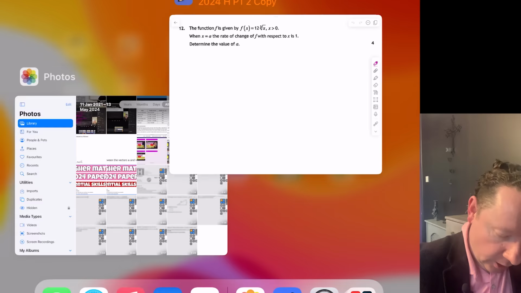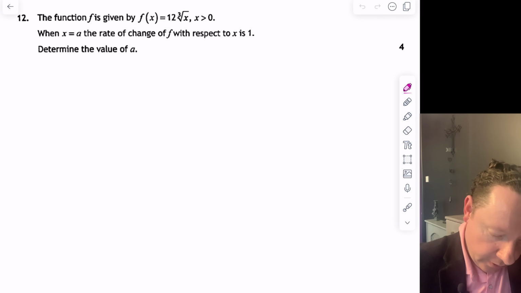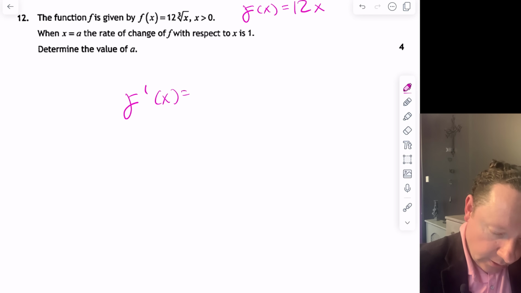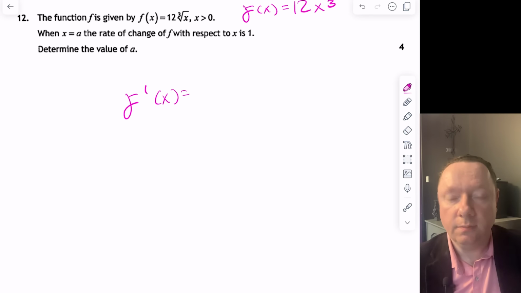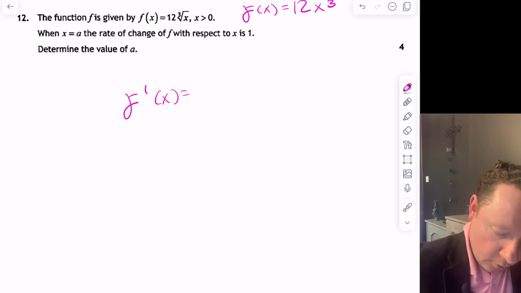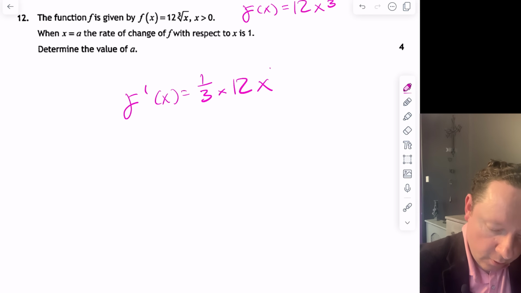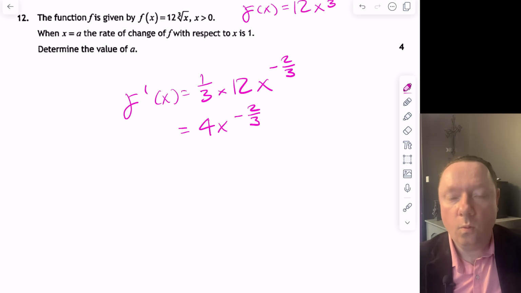So let's differentiate it to find the rate of change. So I'm going to need f of x in a differentiable form. So I'm going to say 12x to the power of a third, since cube root is a third. So that means I've got a third times 12x to the power of a third take away 1, which is minus 2 thirds. A third of 12 is 4. So I get 4x to the minus 2 thirds when we differentiate.